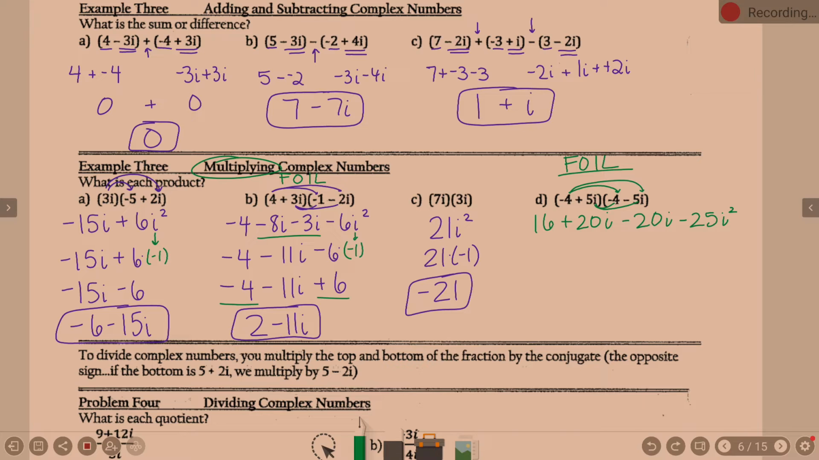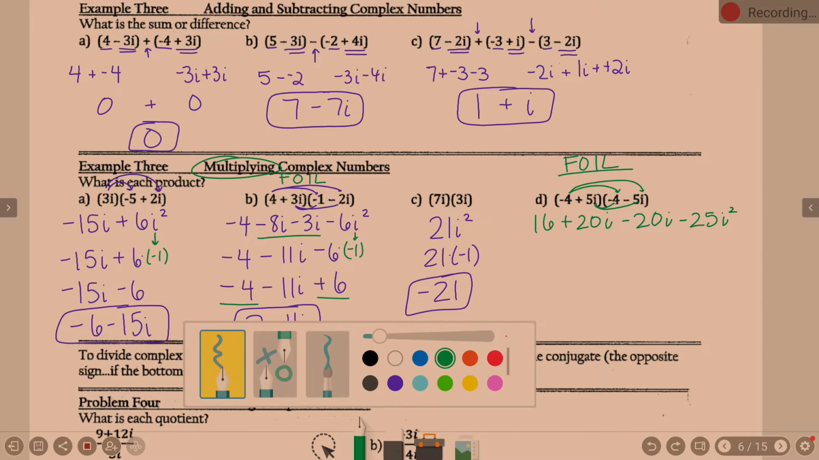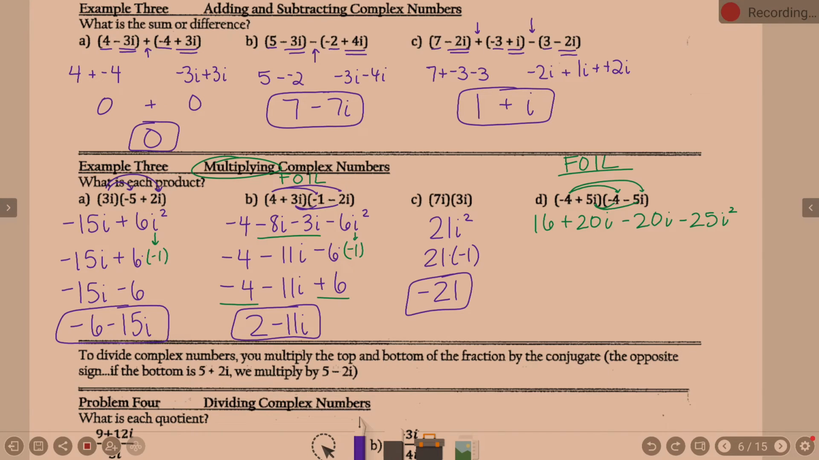One thing we talked about yesterday, if you go back to the very first page of notes, is that i squared is defined to be -1. I should never see an i squared in a final answer. MyMathLab will never want to see i squared, and I'll never want to see i squared, because i squared always turns into -1. And so then we're doing -25 times -1, and -25 times -1 is really going to become a plus 25 there, isn't it?